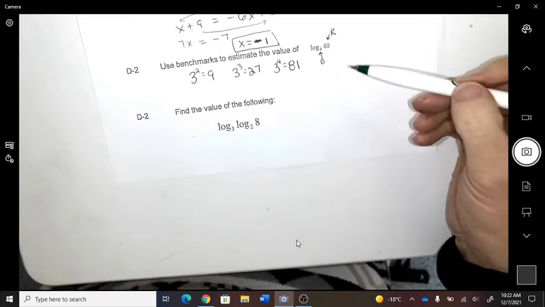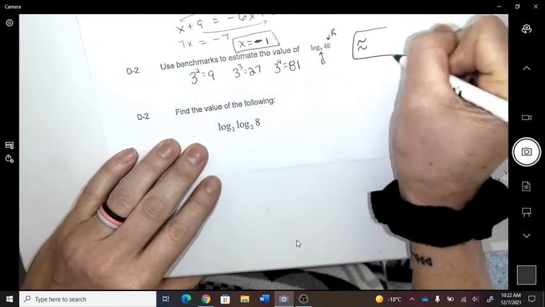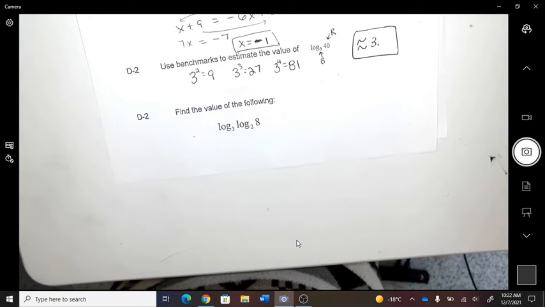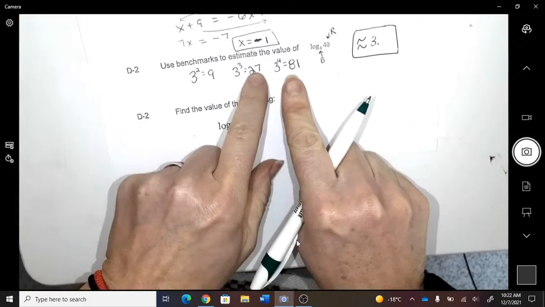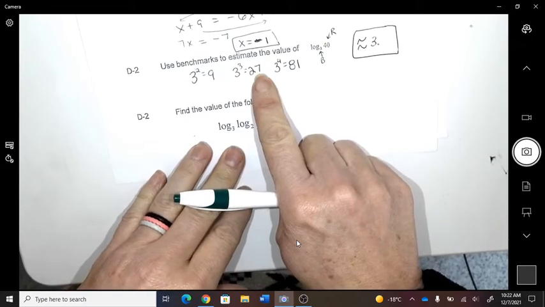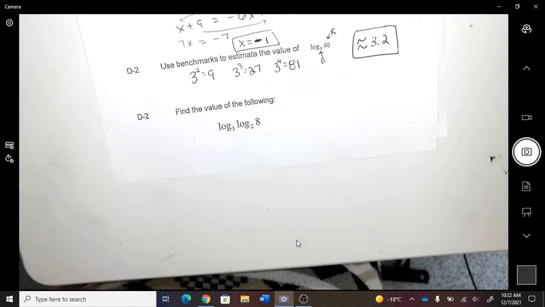So I for sure know the value of this is between 3 and 4. It's approximately 3 point, what would be reasonable? 27, 81, 40 fits closer to 27, right? I don't know, maybe a 3.2. Okay, this is an estimate. Okay, so I would deduct you if you guessed a 3.6 because it's not more than halfway, right? Because your 40 is closer to the 27 than the 81.